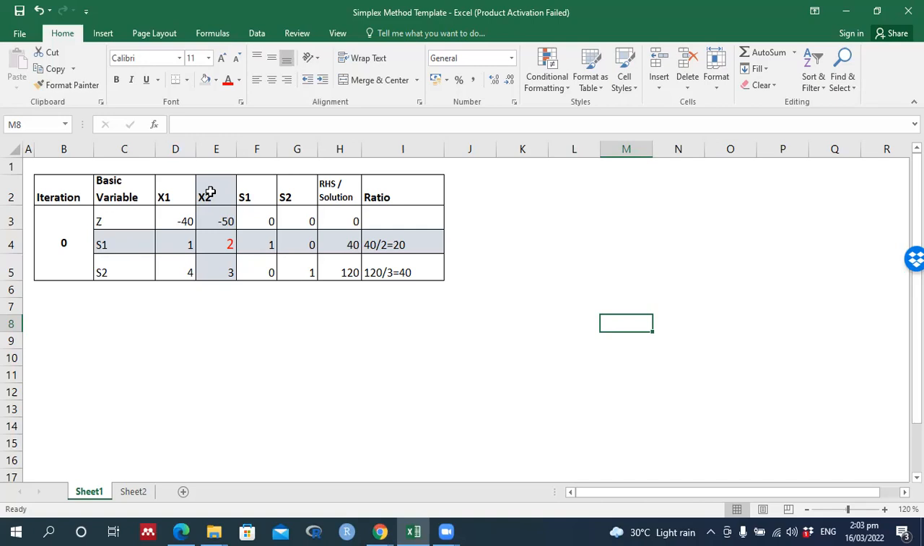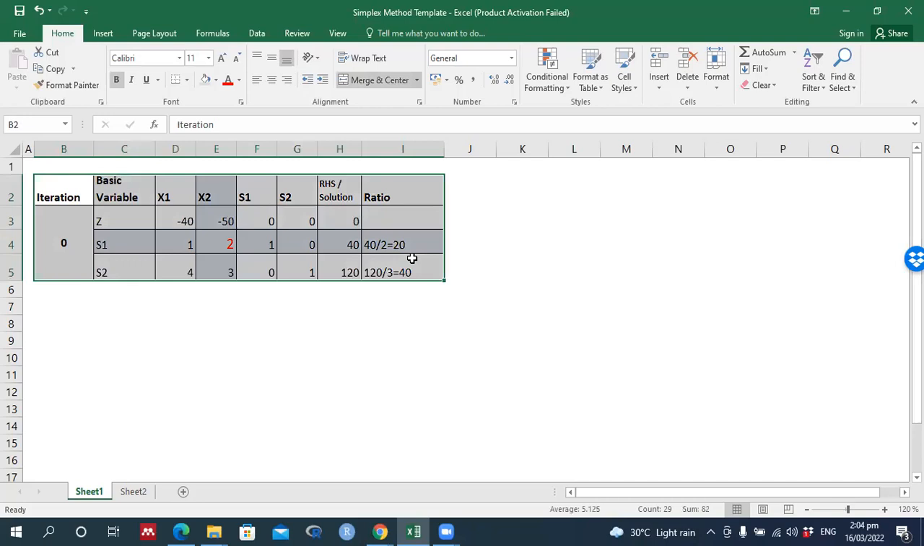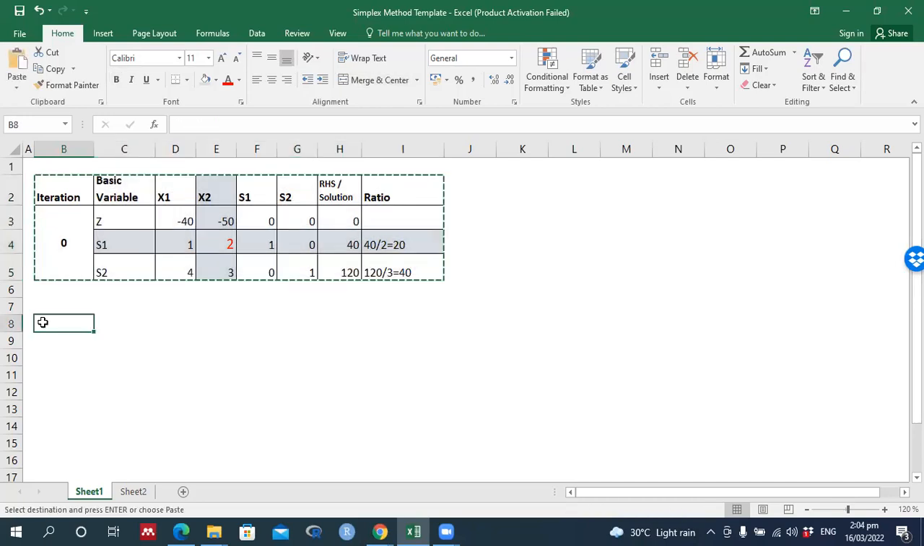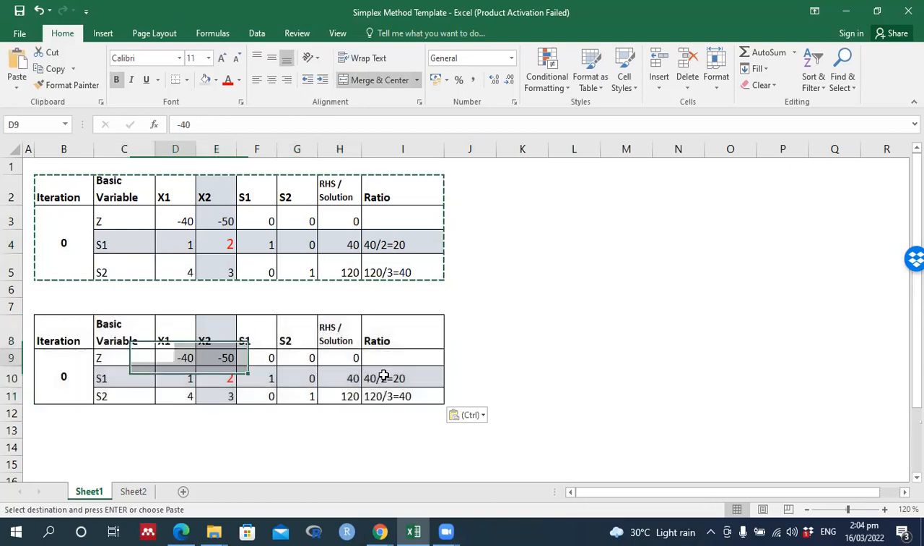Now the X2 here becomes our entering variable, and then there is the leaving variable. So you ask, what are they? In the next iteration, the basic variable on the pivot column will leave this column and enter the left-hand side here. So this is our first iteration. Now, if we go to the second iteration, I'm just going to copy this and put it here. We have to change all those values.